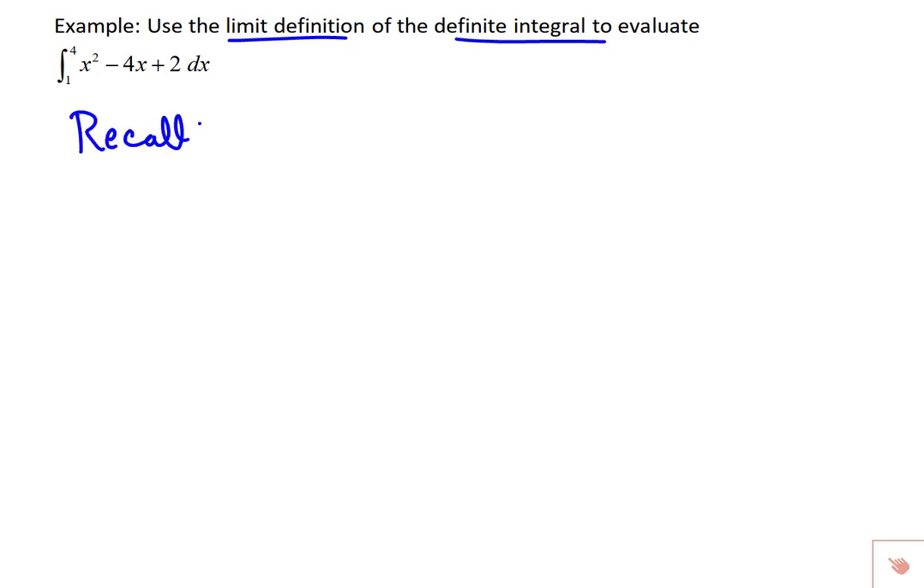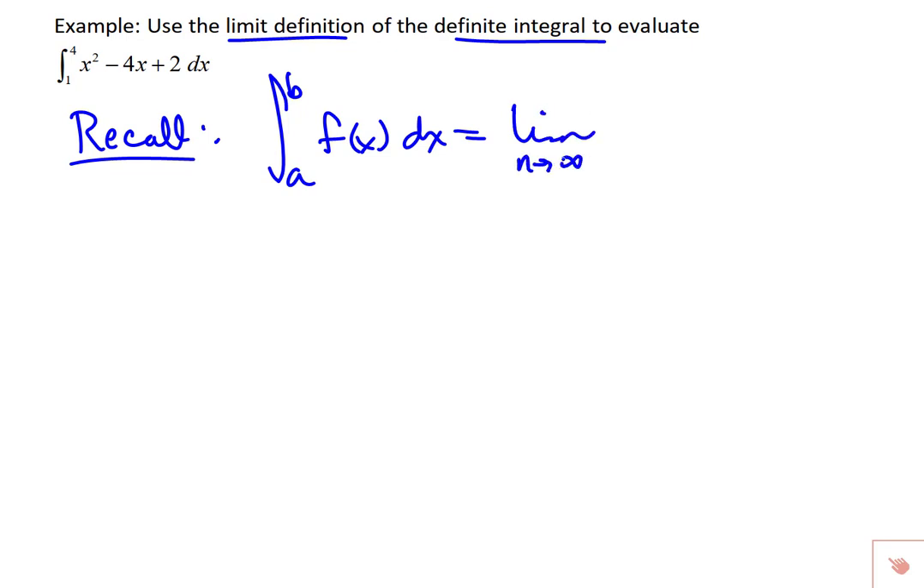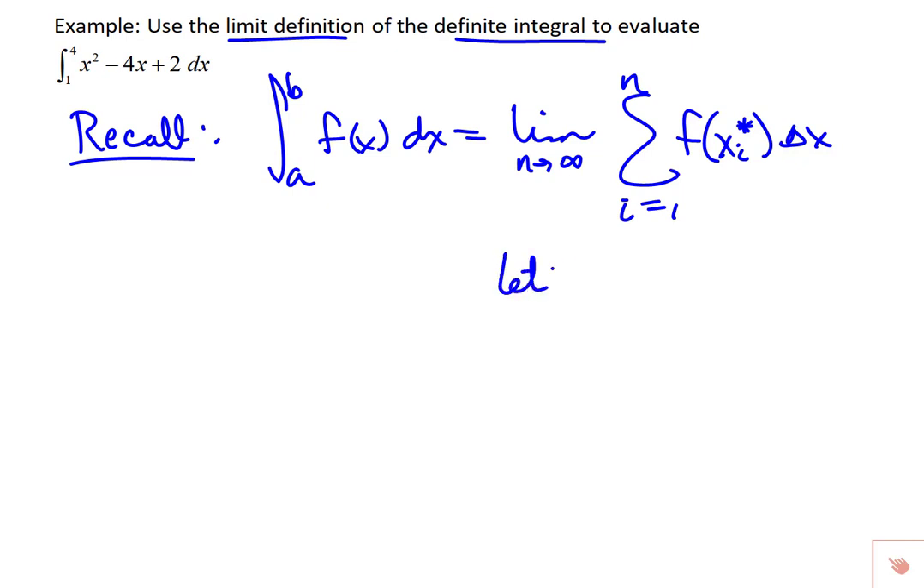Let's recall that as we have defined above in our notes, the definite integral from a to b of f of x dx is defined as the limit as n approaches infinity of the sum from i equals 1 to n of f of x sub i star times delta x. We've seen this notation lately. In fact, let's also write out how we're defining it for convenience. We're going to let delta x be defined as b minus a over n.